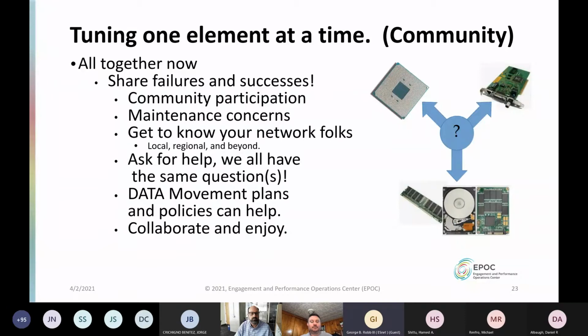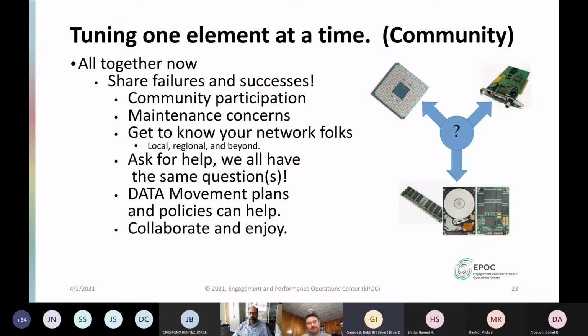Again, get to know your network folks. I can't count the number of conversations that I've had with regionals. It's just been awesome. There's so many fun things that you can have just by talking with network folks. Buy them a cup of coffee. If you're a network folk, thank you. Ask for help. Reach out to the Epic team. We're happy to help. We want to hear successes and failures. We want science to happen. Everybody needs this to happen.